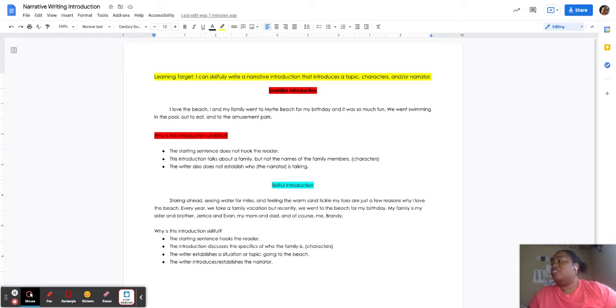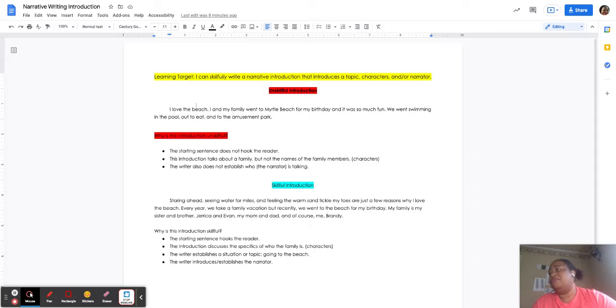So one way to determine if your introduction is skillful or not, I have an unskillful introduction here. It's in red. Usually red means a no-go. I want you to think about stop. So if your example, when you start writing, looks like this one, I want you to go back to the drawing board and look at our skillful example that we'll go over after we go over our unskillful. So let's look at our unskillful introduction.